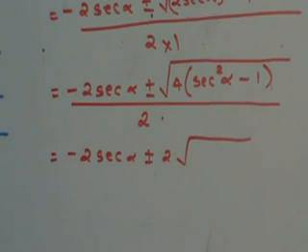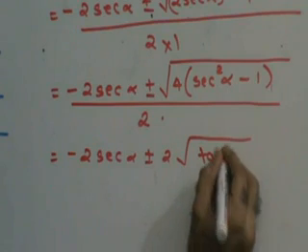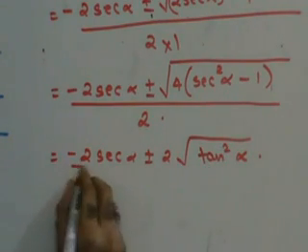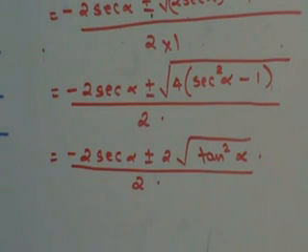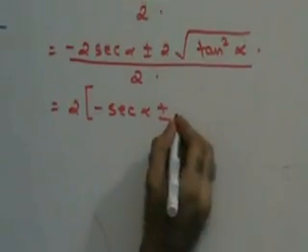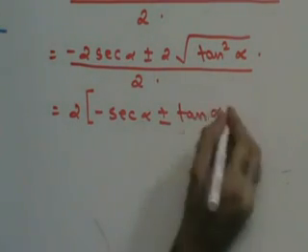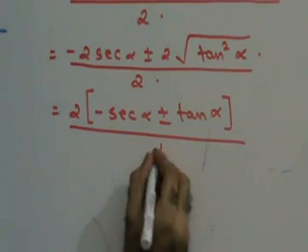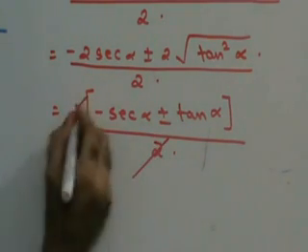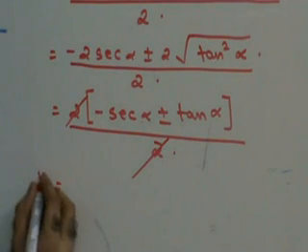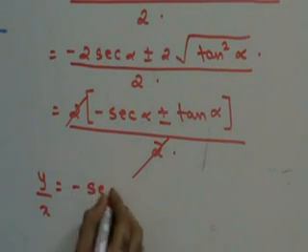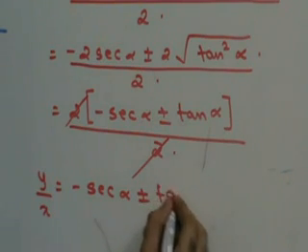Sec square theta is nothing but 1 plus tan square theta. Therefore, sec square theta minus 1 is nothing but tan square theta. So this will be tan square alpha upon 2. I can take 2 common in the numerator, in which case I'll get minus sec alpha plus minus square root of tan square alpha, which can be written as tan alpha, upon 2. 2 and 2 get cancelled. Therefore, I'll get y upon x is minus sec alpha plus minus tan alpha.